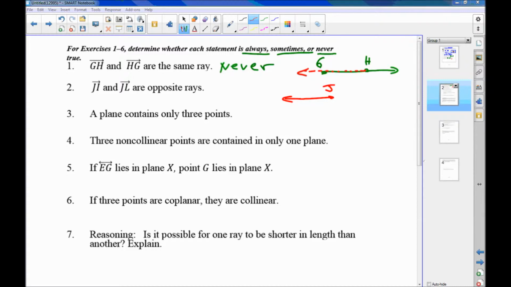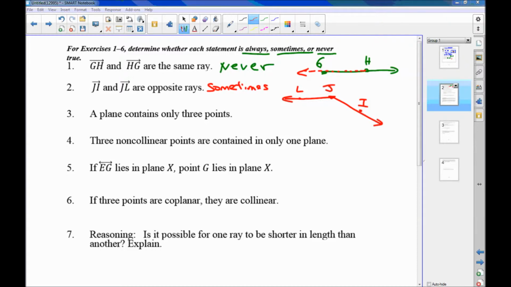We could draw it like this. Here's JL, and then here's JI. They are opposite rays. Or we could draw it so that I is down here somewhere. And now they're not opposite rays. So this is sometimes true. It depends on how we draw it.